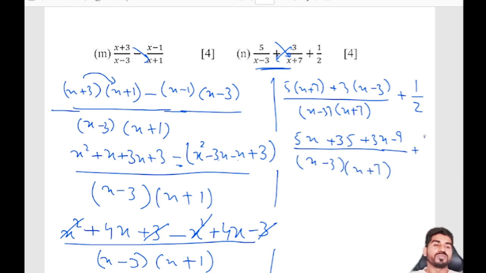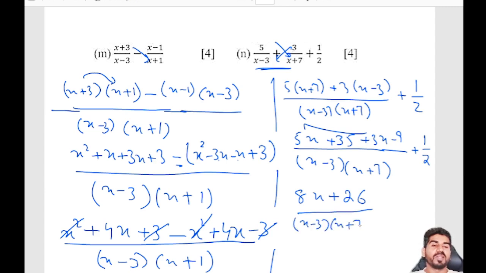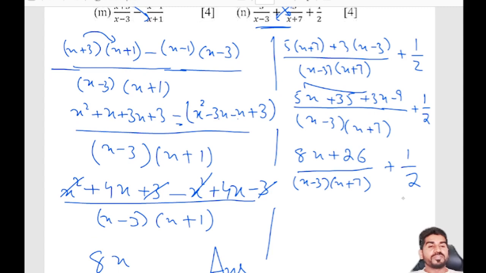And there will be plus 1 by 2 as well. Now 5x plus 3x will be 8x, and 35 minus 9 will be 26. In the denominator, we can simply write x minus 3 times x plus 7, and there will be 1 by 2. Now we need to write this as a single fraction. Then there will again be an LCM here, 2 times x minus 3 times x plus 7.